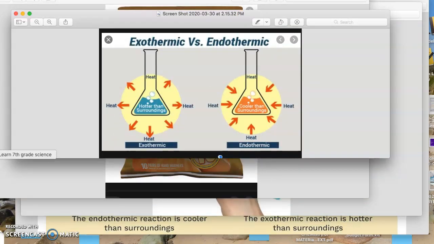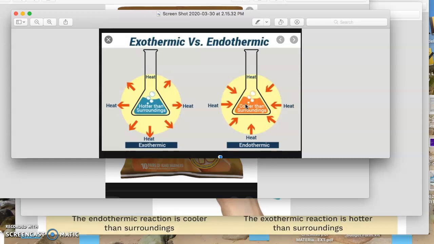So, our focus is exothermic versus endothermic, and we want to make sure that we can distinguish between the two. So this is a helpful image. In an exothermic reaction, the reaction itself is hotter than everything else around it, so it's going to give off that heat to spread out that energy. In an endothermic reaction, the reaction is cooler than everything else. So what happens is energy from the surroundings rushes in to try to equalize that energy. And so we have energy going in.